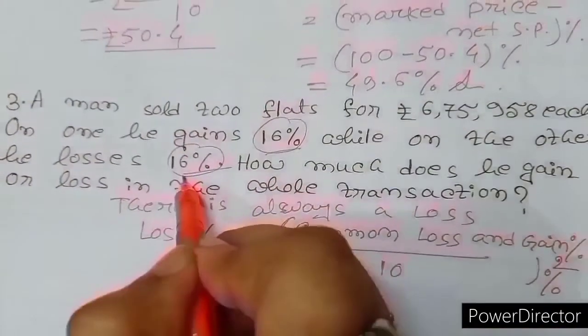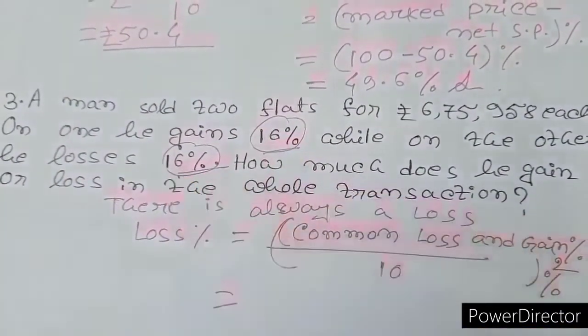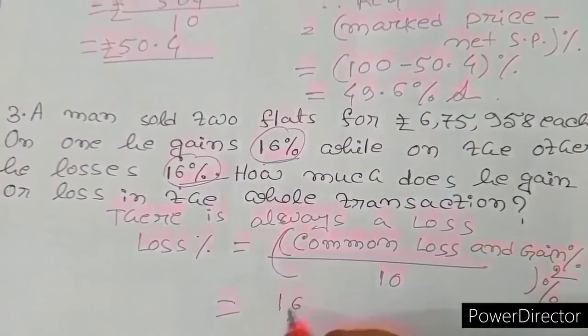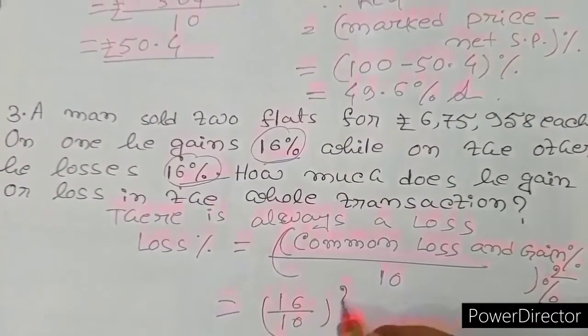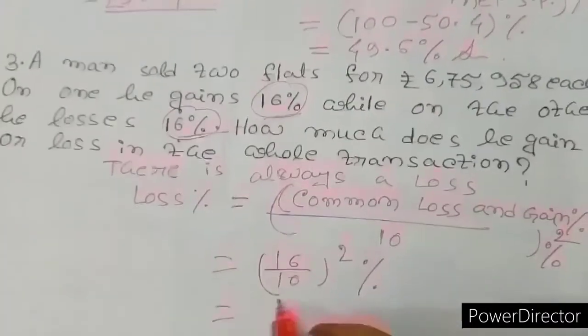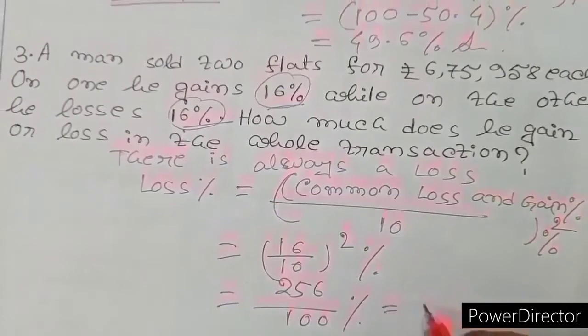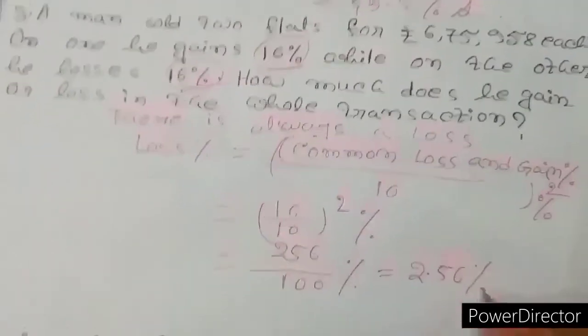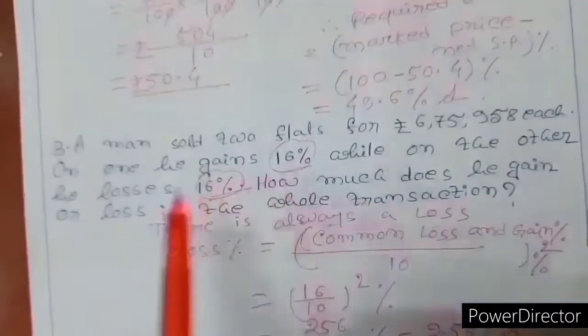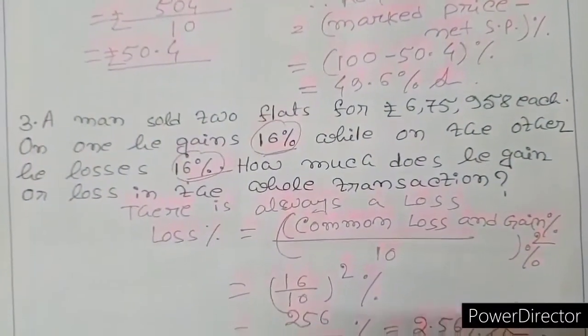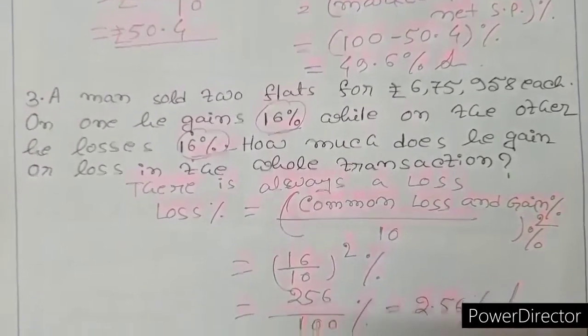So here 16% gain and 16% loss. So 16 by 10 whole square, so it means 256 by 100%, equal to 2.56%. 2.56% is the answer. Always loss. Whenever gains and losses are the same, there is always a loss. Remember it, there is always loss.